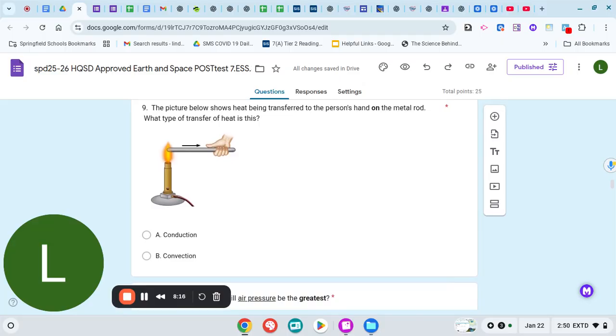Number 9, the picture below shows heat being transferred to the person's hand on the metal rod. So the person's hand is touching the metal rod. Is that A, conduction, or B, convection? What type of heat transfer is this? The person's hand is on the metal rod. A, conduction, B, convection.